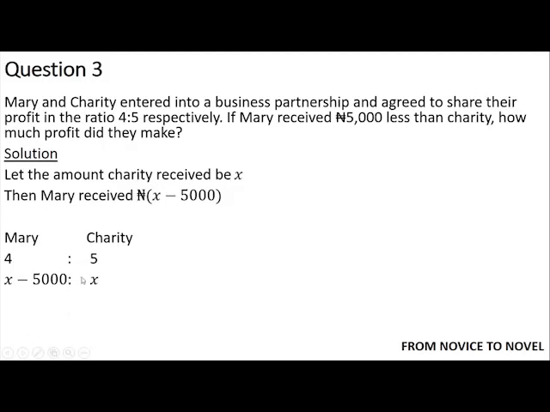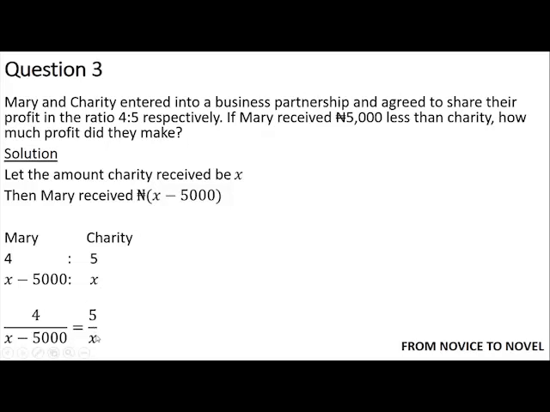Now there are two ways to simplify this. The first way is you can decide to cross multiply and equate them such that you have 4 multiplied by X equals 5 multiplied by X minus 5,000. That's method 1. And the other way you can do it is you can decide to say 4 divided by X minus 5,000 equals 5 divided by X, which is what we are going to do. And when you do that, we have 4 divided by X minus 5,000 equals 5 divided by X.